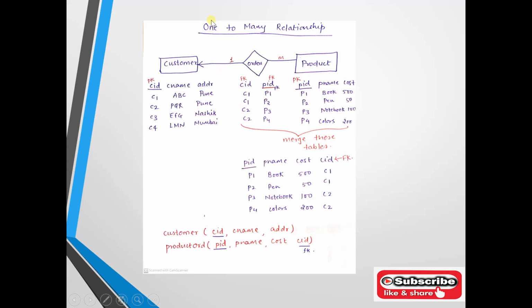So when we have one to many relationship, this ERD model can be converted into relational model, and finally this model will contain only two tables. The first one is customer and the second one is product order. Customer will contain the same attributes CID, CNAME, address, and product order will contain PID, PNAME, cost, and CID, wherein CID will act as a foreign key.